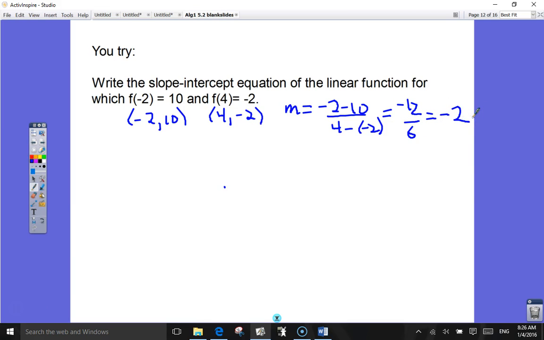Did we get that far? Get a slope of -2? What's the b? Katie? 6? How many got 6 for the... Then it must be right.